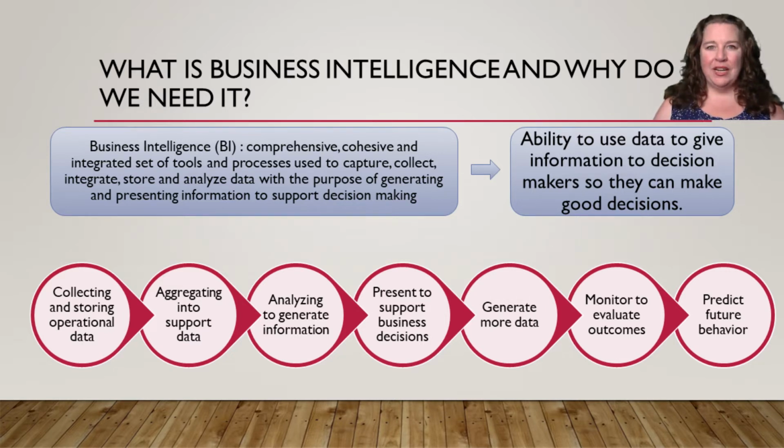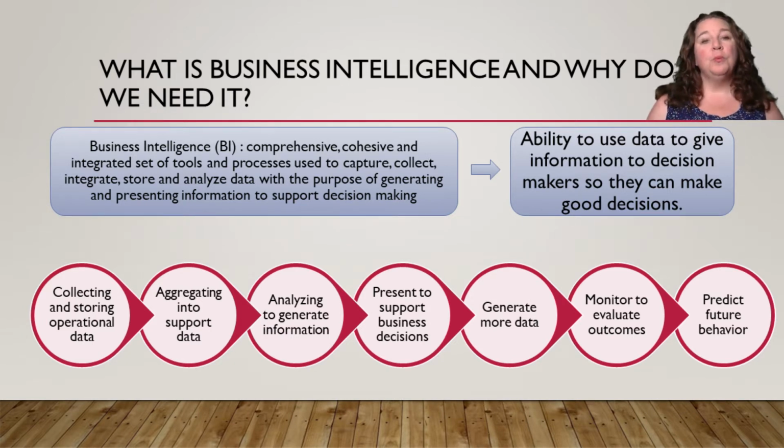Okay, this is where it kind of gets circular, because at this point we go and generate more data. So we take that information and those business decisions that we can make, and we've changed things around a little bit to generate more data. This could be a circular loop that just goes back and forth, and now we have to store more data, which we then aggregate, analyze, and present. Then we collect more data, aggregate, analyze, and then present, until finally we can monitor the information over a period of time and evaluate your outcomes, what actually happened.